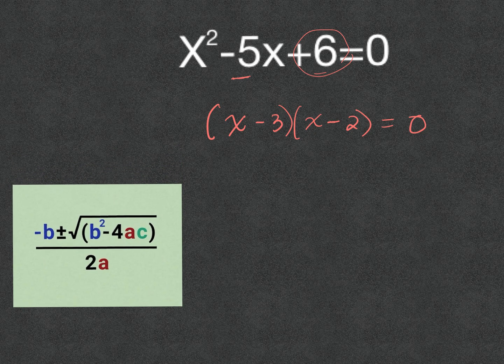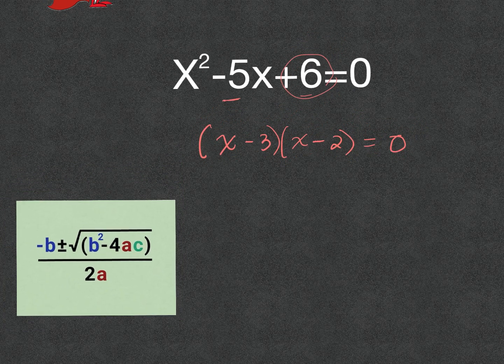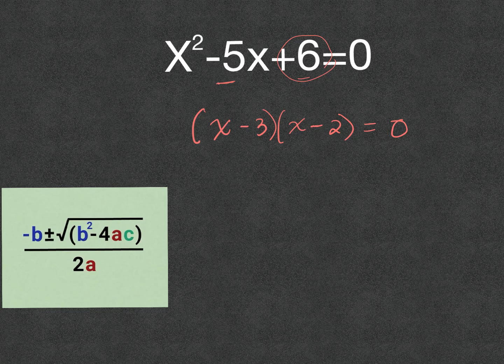We want to practice using the quadratic formula. What you need to do is recognize what a, b, and c are. So a is equal to 1 from above, b is equal to -5, c is equal to 6. And we're simply going to put it into this formula.